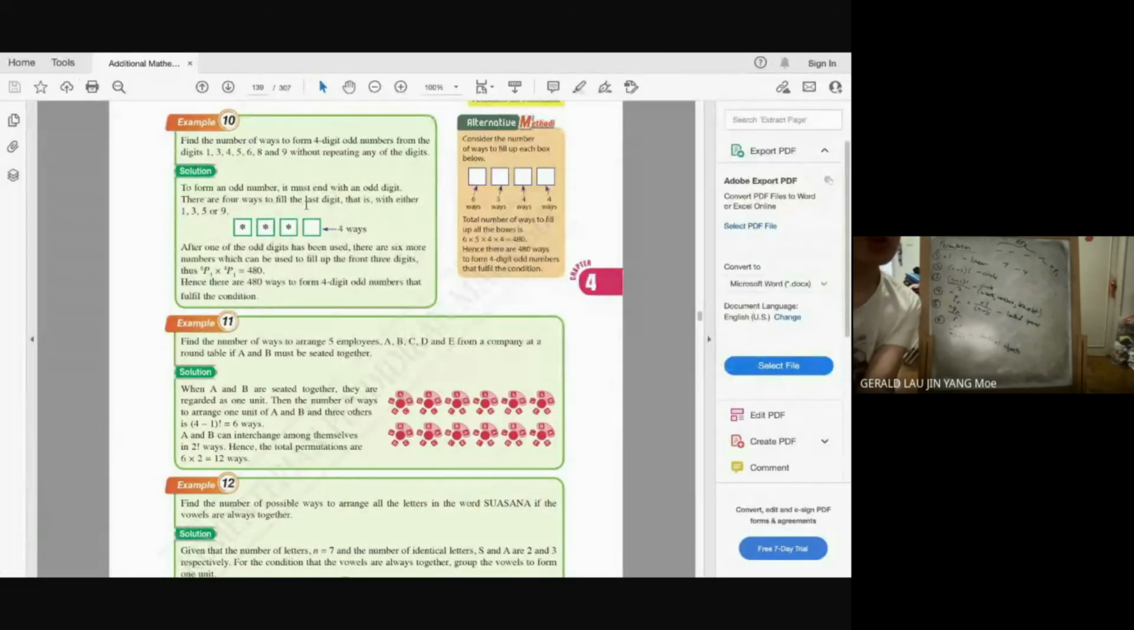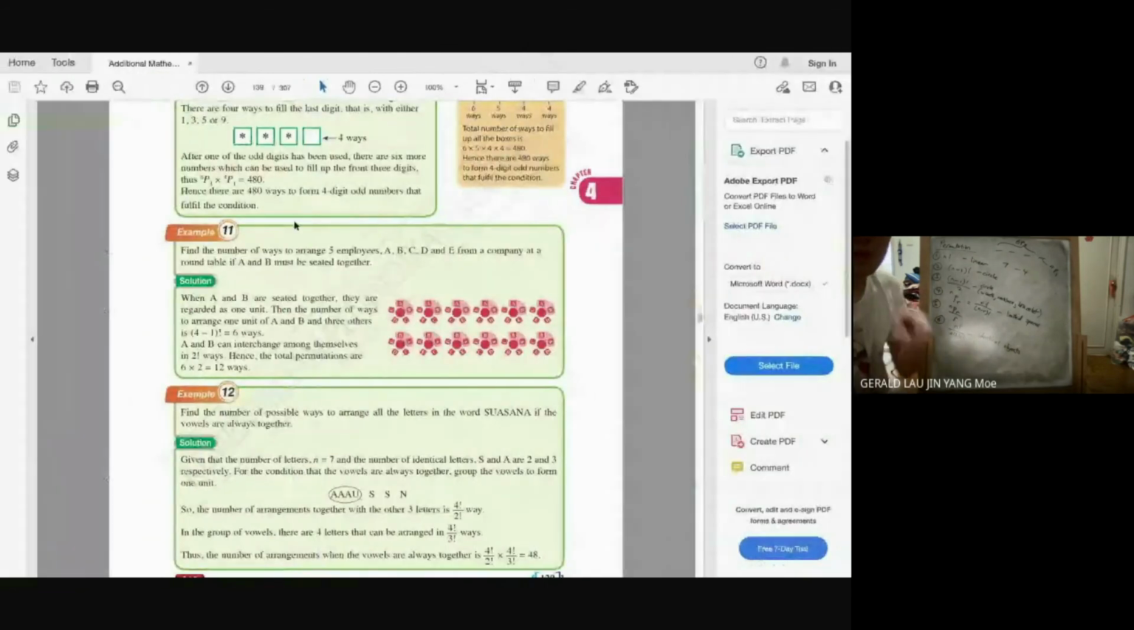If let's say there's no condition for odd digit, you can just simply put 7P4. But because now you have the condition of odd digit, you have to settle this one first, which is 4P1, and then only 6P3 in front.